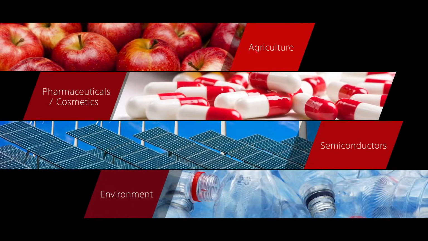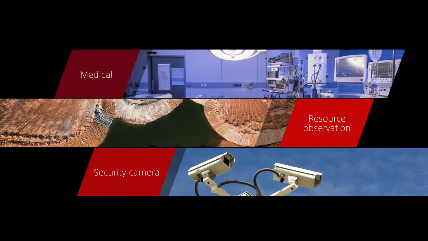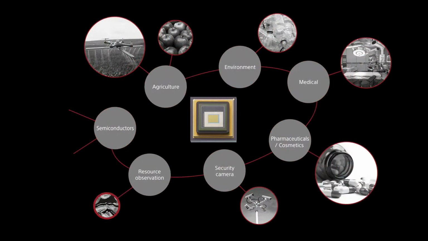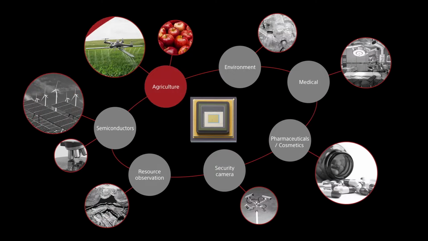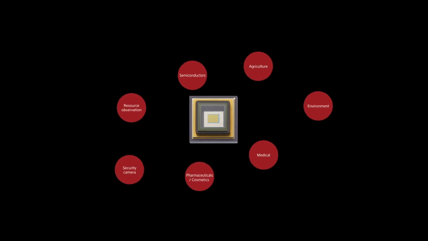Light in the SWIR band can be applied to many scenes, using its difference from visible light. Demand for SWIR sensors is increasing in many industries, such as medical, security, and resource observation. Sony's SWIR image sensor will make key contributions to attempts of industries to solve increasingly complex issues out in society.